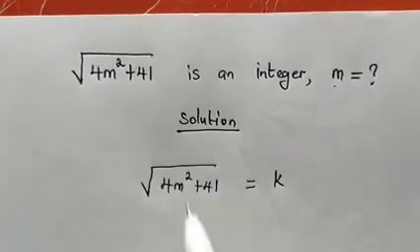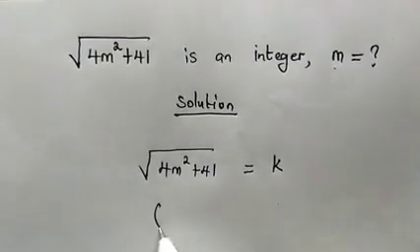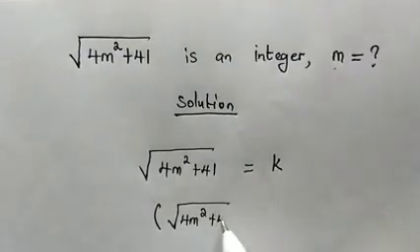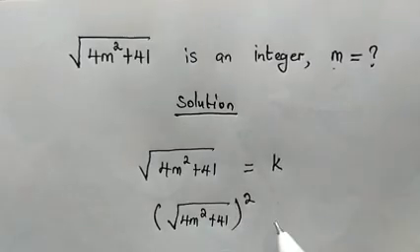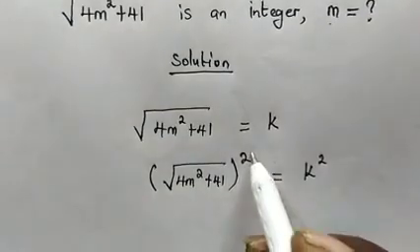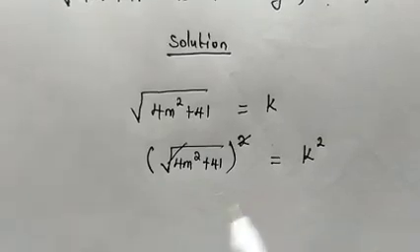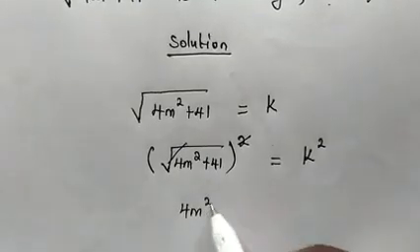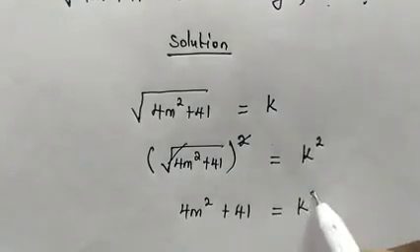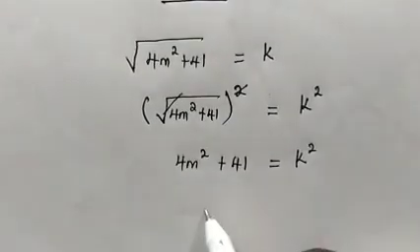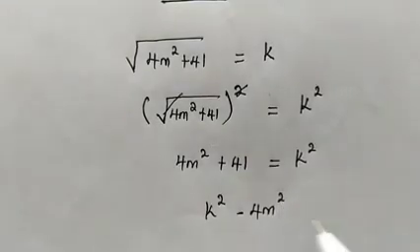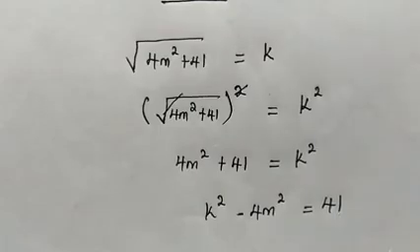Okay, now square both sides. So we get the square root of 4m squared plus 41, whole squared, equal to k squared. Now we cancel the square and the square root, so we get 4m squared plus 41 is equal to k squared. This equation is the same as k squared minus 4m squared is equal to 41.